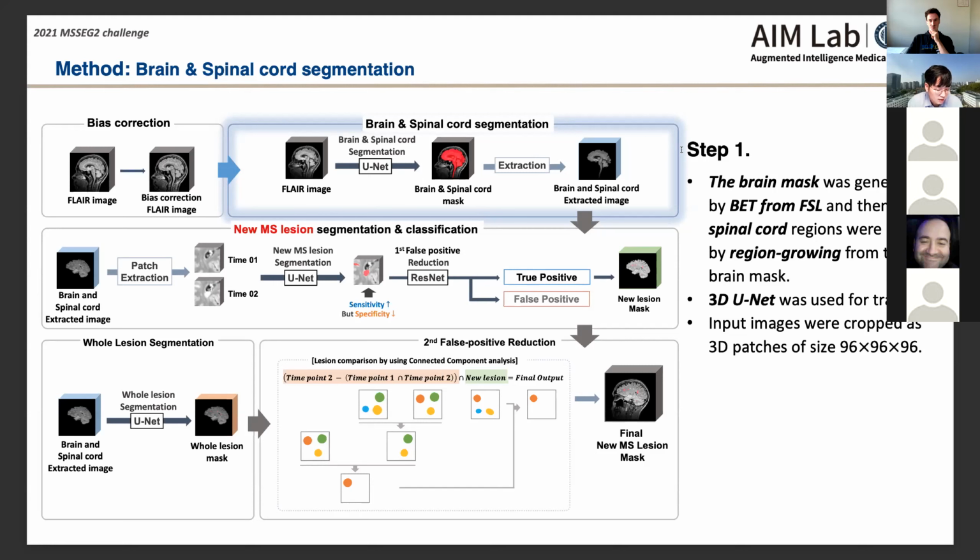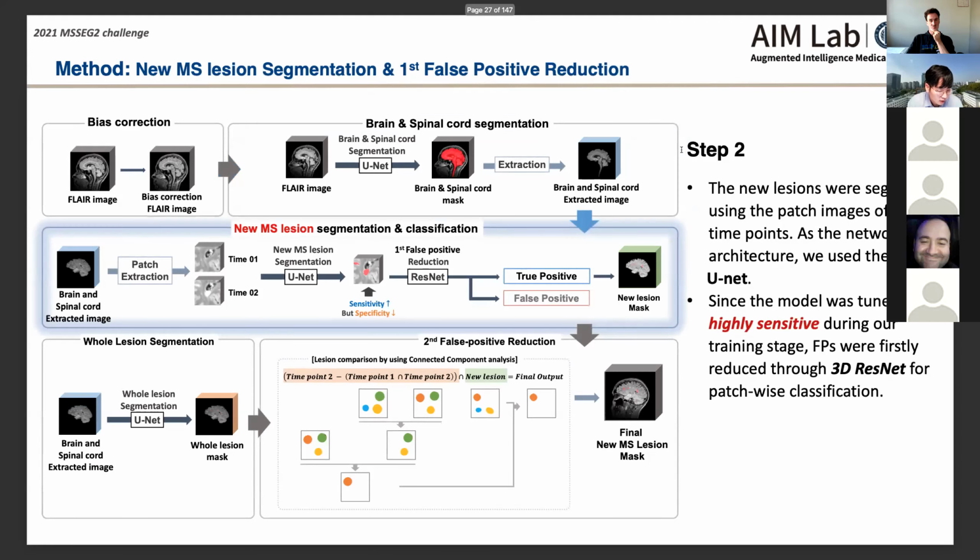For training, 3D U-Net was used and the input data was cropped as 3D patches. The new MS lesions were segmented using the patch images of the 2 time points. Each patch was generated to contain new MS lesions, and as the input for model training, the baseline and follow-up patch images were concatenated and the provided mask was used as the ground truth. The first segmentation stage was tuned to be highly sensitive, so we added a false positive reduction stage using ResNet.